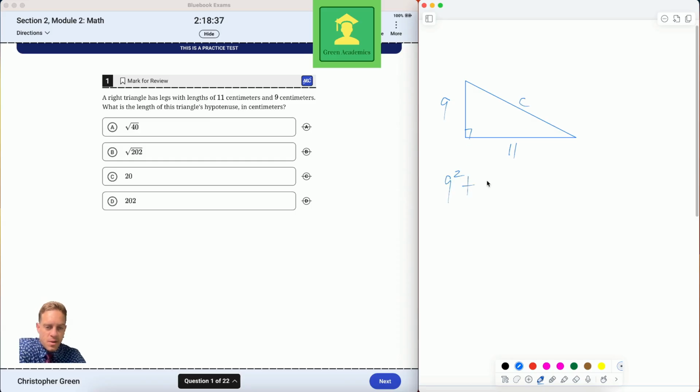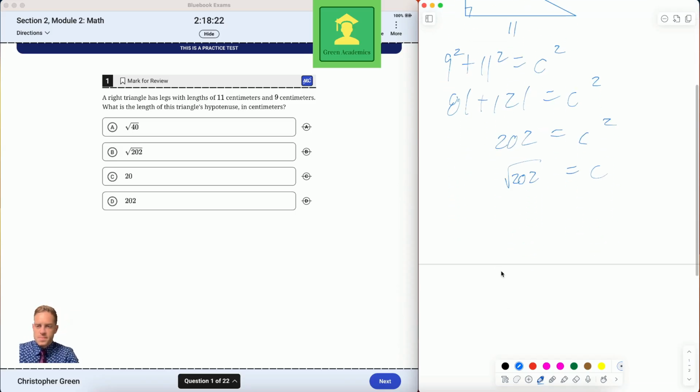It would be 9 squared plus 11 squared is c squared. 81 plus 121 is c squared. So c squared is 202. So the answer is the root of 202.